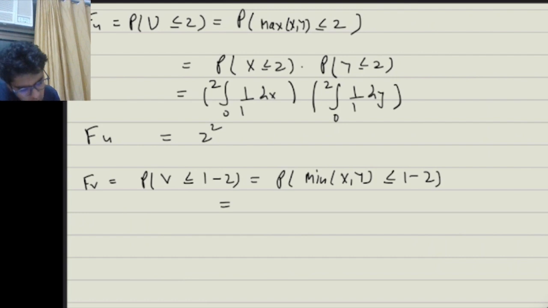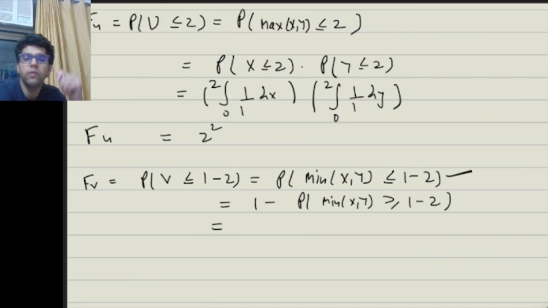But what if I tell you I can write this exact term as 1 minus probability of min of x comma y greater than or equal to 1 minus z. Now, if the min of x comma y is x, let's just assume that it is x. So if the min of x comma y, which is x, is greater than or equal to 1 minus z, then that means that y, which is larger than x, would also be automatically greater than 1 minus z, right?